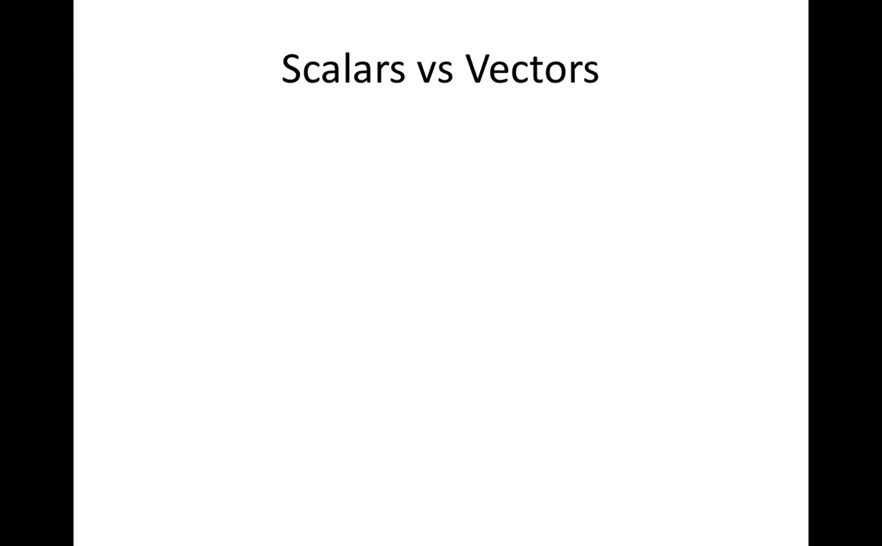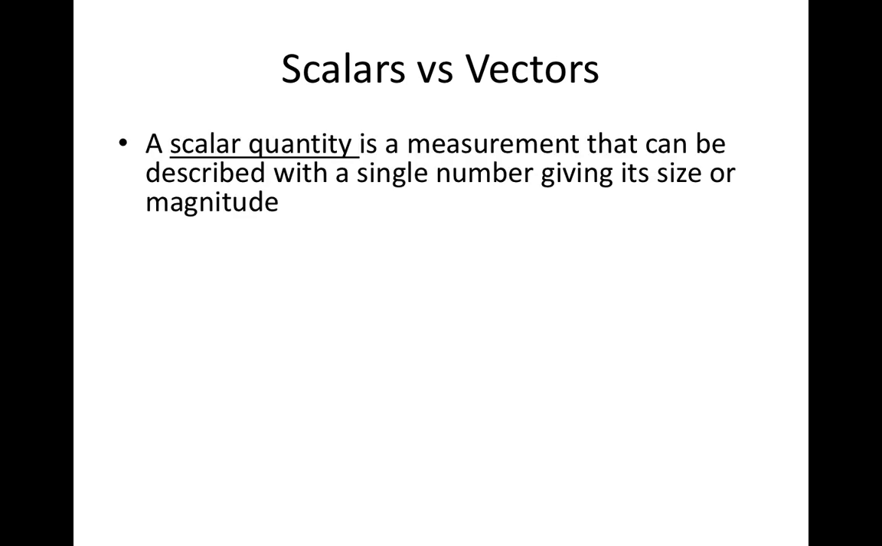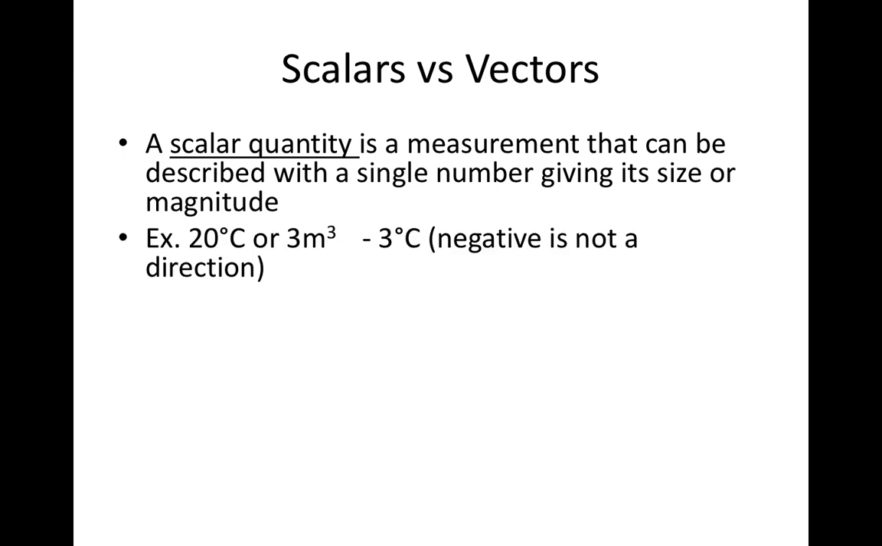Scalars versus vectors. A scalar quantity is a measurement that can be described with a single number giving its size or magnitude. Example, 20 degrees Celsius or 3 meters cubed or negative 3 degrees Celsius. Negative is not a direction. None of these numbers have a direction associated with them, and so they are considered scalar quantities.